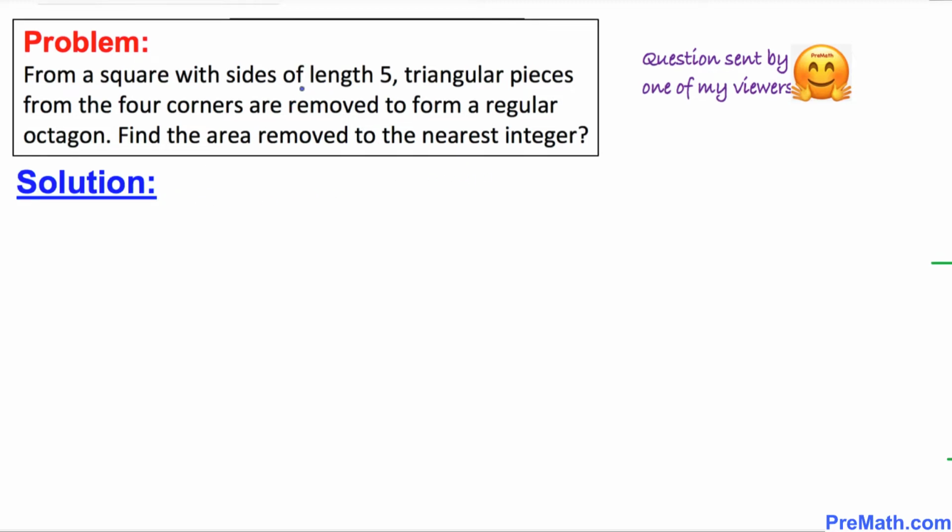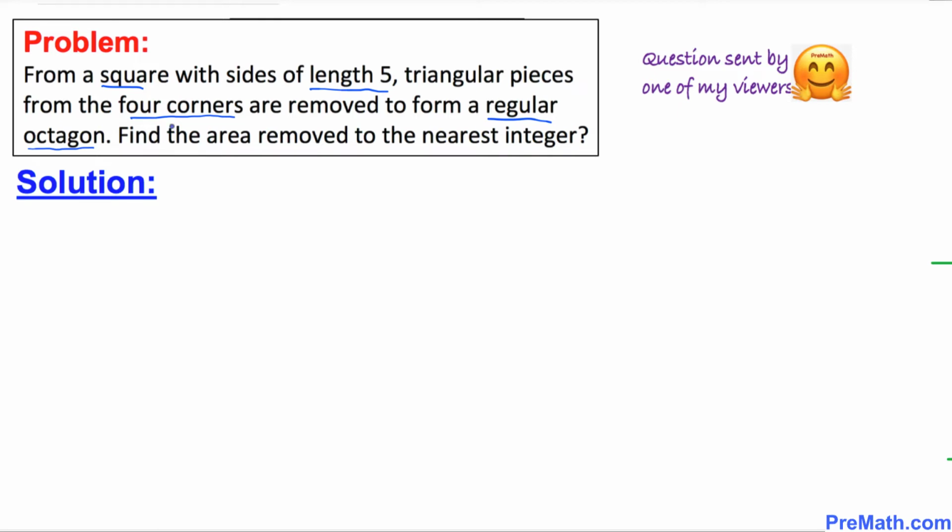This is the data that has been given to us. A square where each side is length 5 units. We are going to remove these 4 corners of this square to form a regular octagon. That means an 8-sided shape with equal sides.